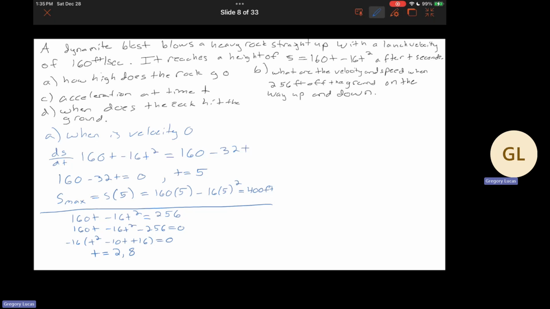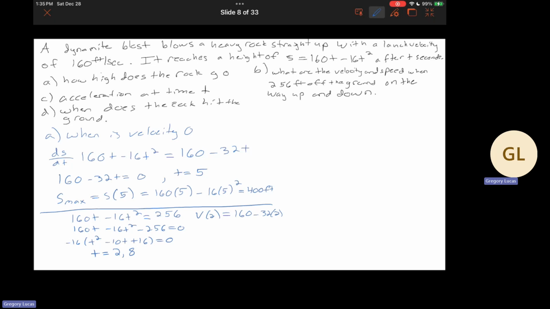So now we know the two times. Again, we're finding time first, since it's the point we're looking for here. But now we're looking for the velocity, so we plug those into the velocity function. I want to find velocity at 2, and then velocity at 8. So we plug in v of 2. We have 160 minus 32 times 2.